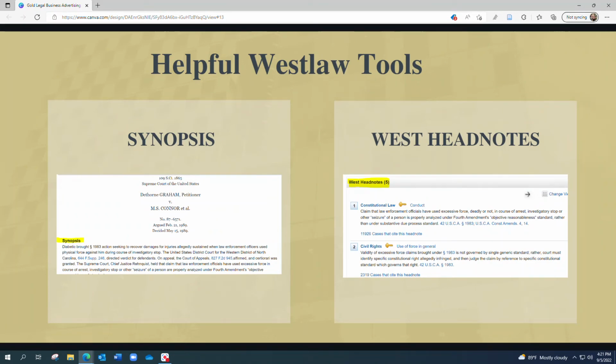It will give you a very brief overview of the case to help you understand what the case is about. Following the synopsis, you will see West headnotes. These are short summaries of each legal issue discussed in the case. Some cases have just one or two. Others have 15 or more, depending on the number of issues that were argued by the parties in the case. You will see these in more detail in the opinion of the case.